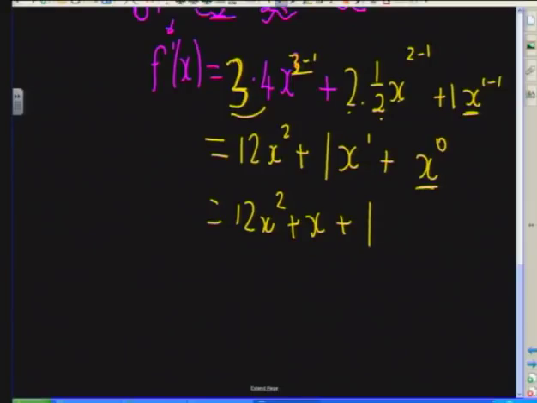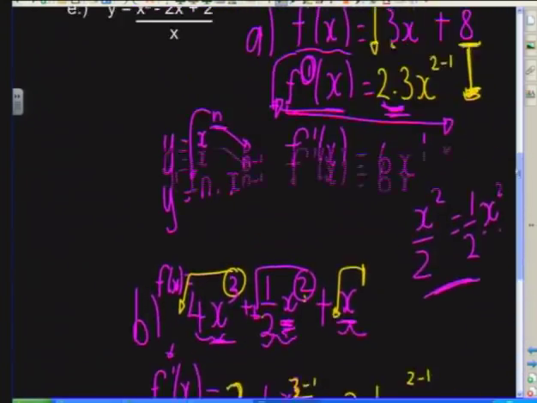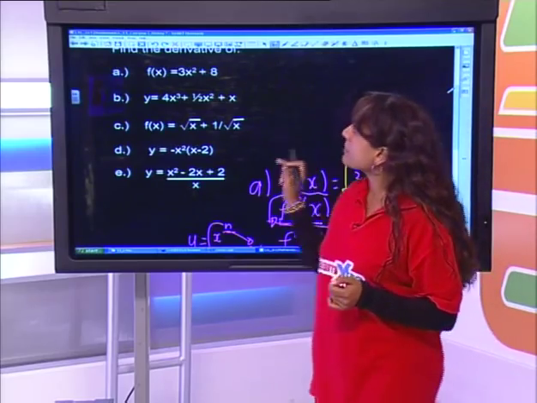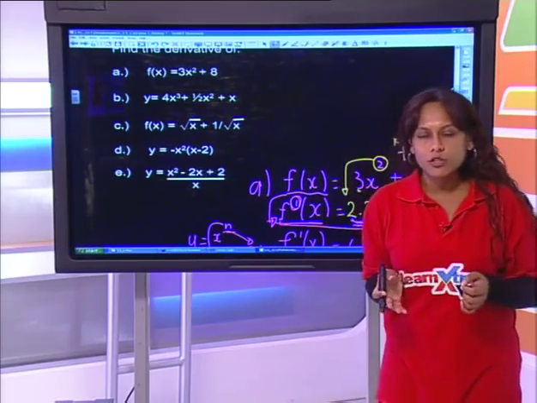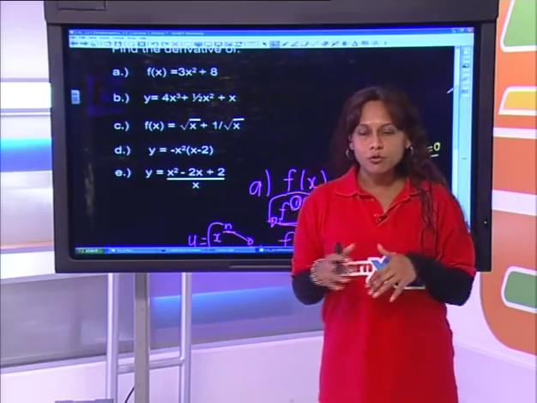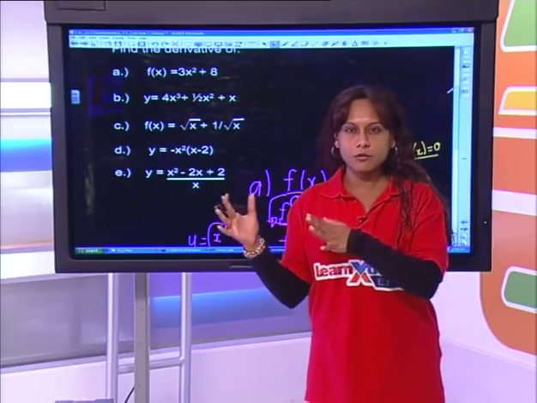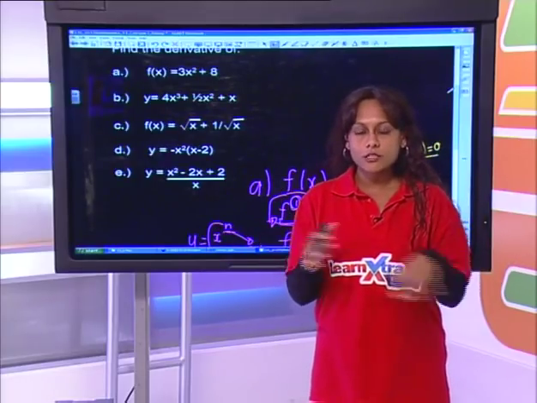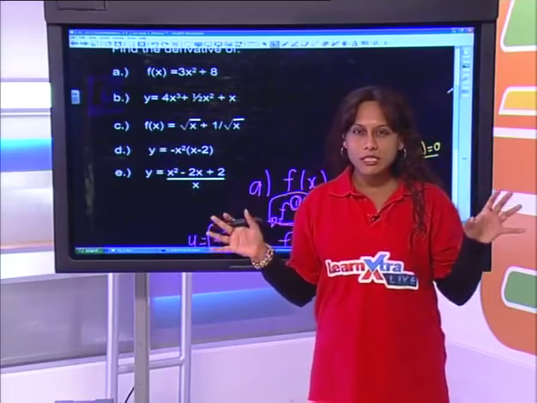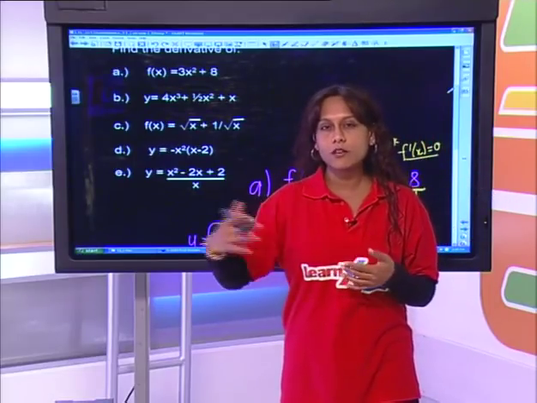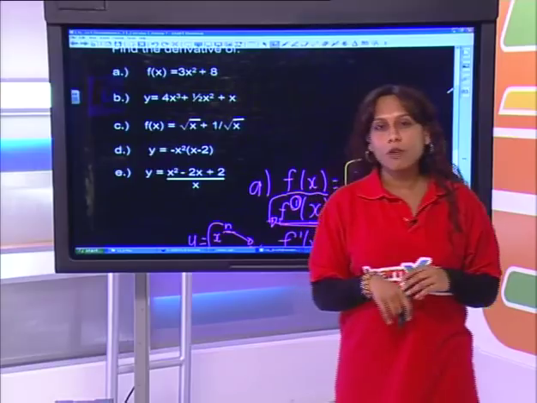So our answer is 12x squared plus x plus 1. All right. What you also need to remember, and you will see with the next example that we do, is when you're deriving by rule, you need to have single terms. You need to have no fractions, no brackets, no root signs or anything like that. You need to have single terms so that you can derive those terms.